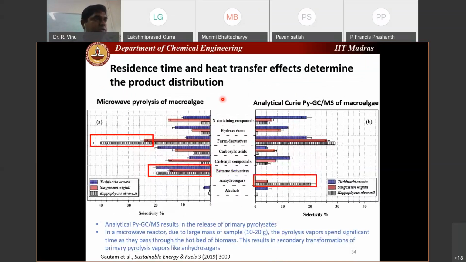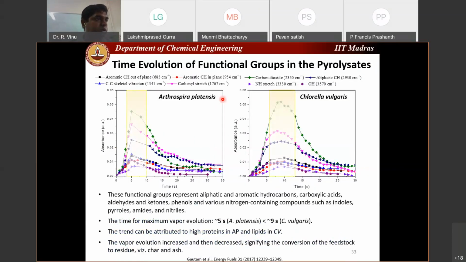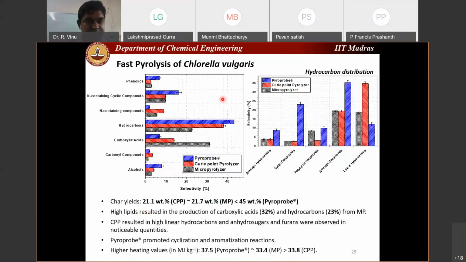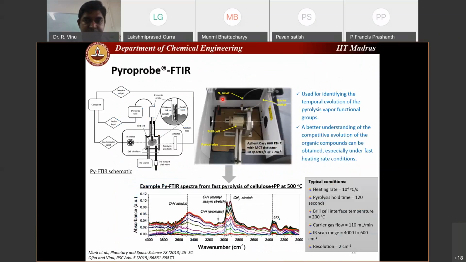Okay, so coming to Karthik's point about what causes secondary reactions in a pyro probe. I can quickly go. I'm almost done with my presentation, so I can take up the questions then and there.